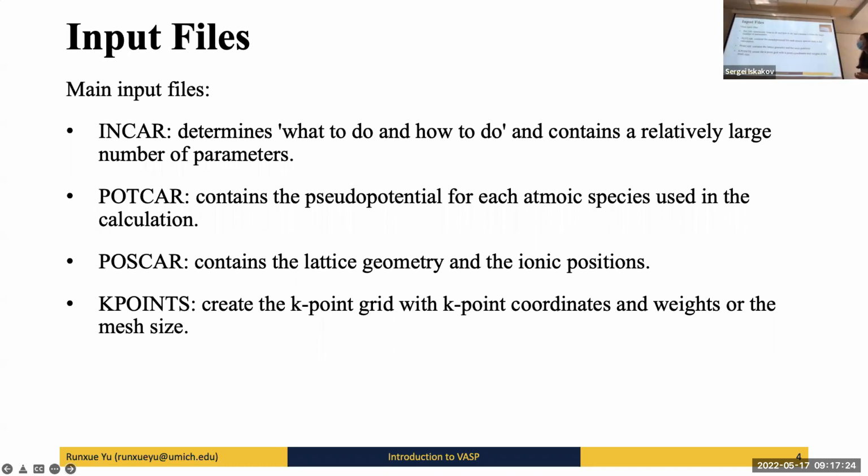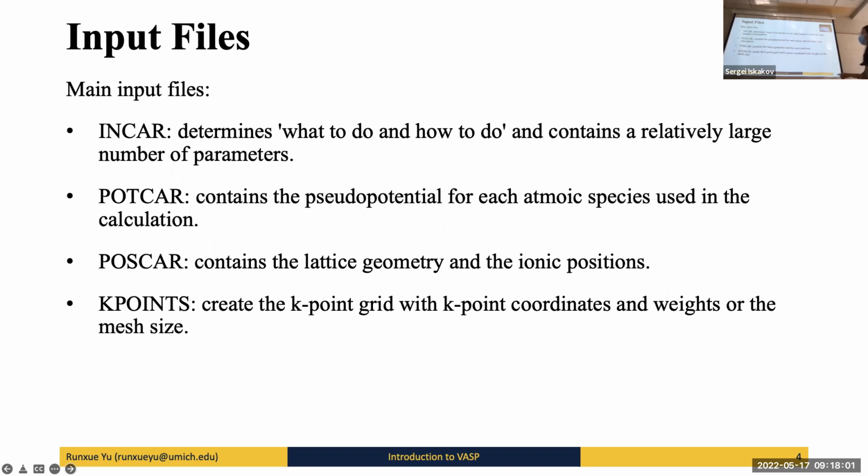So here I listed. Actually, VASP will use multiple input files, and usually we just use these 4 input files. Based on these 4 input files, you just run VASP, and it will produce several output files. So I will go into the mainly important files one by one. So here I listed the main input files. Usually you can't do the calculations without these 4 input files.